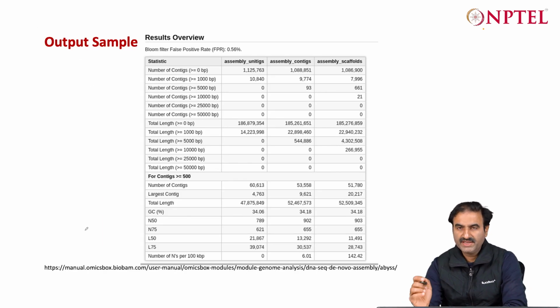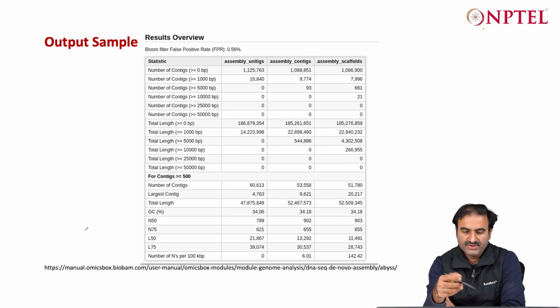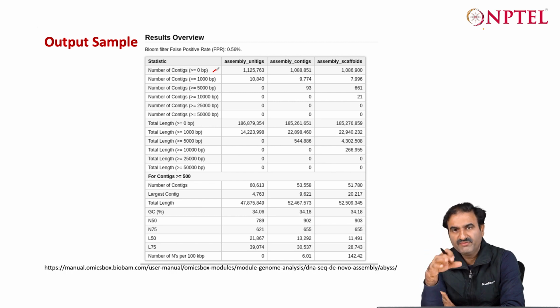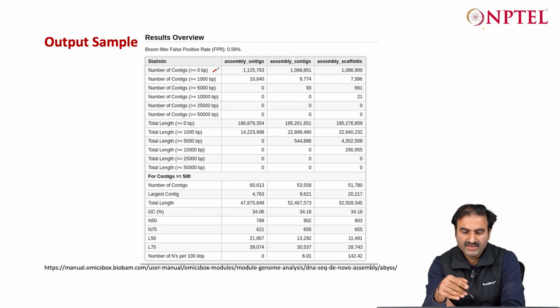So the output will look like this. It will give you the assembly statistics at various lengths of contigs, like more than 0 base pair, which is all the contigs. If you see the bottom of the file, you will see several contigs which are much smaller than your read size, which could be like K-mers, so you should get rid of them. For 1 KB and above contigs, unitigs were 10,840 and contigs were 970, because contigs are made from the unitigs, and the assembled scaffold was about 7,000.